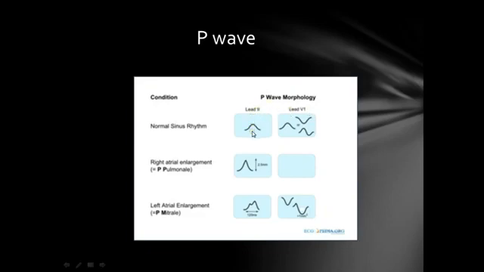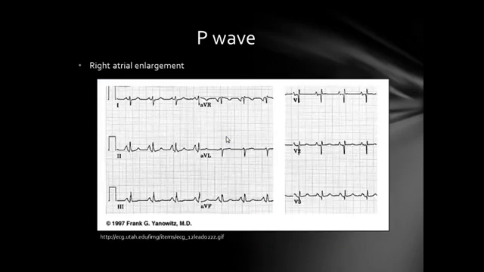This is the normal P wave. If the P wave is peaked, like in this pattern here, this is called right atrial enlargement or P pulmonale. If it's enlarged in this way, you can see it's looking M-shaped. This is called P mitrale, M for the M-shape of the P wave, and this means left atrial enlargement. So basically, you look at the P wave for right atrial enlargement and left atrial enlargement.